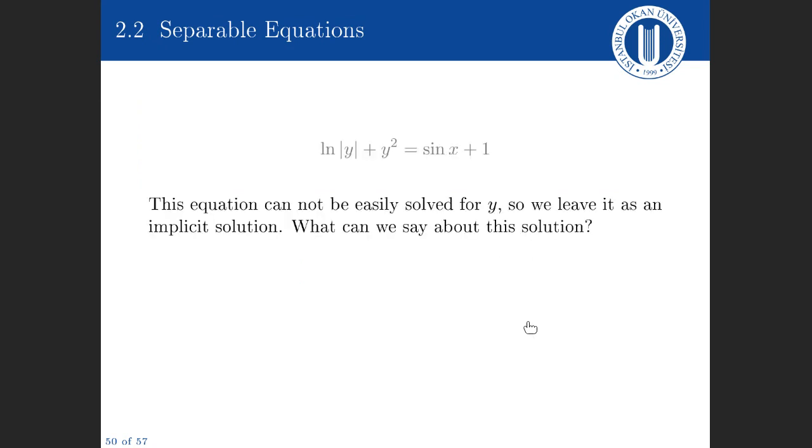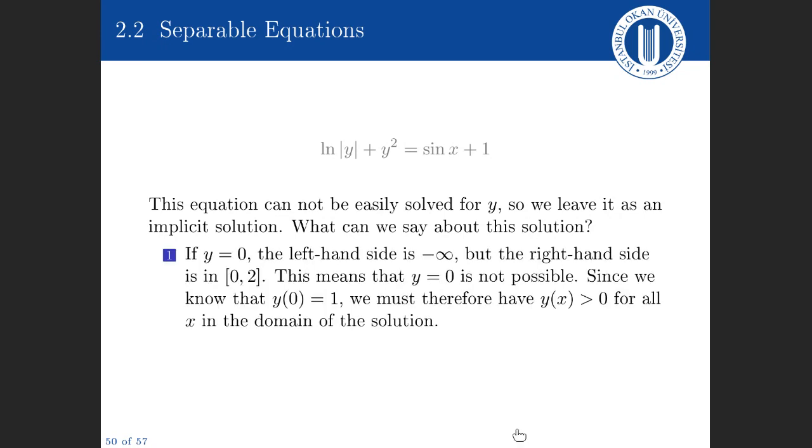This equation cannot easily be solved for y, so we're going to leave it as an implicit solution. But we can say some things about the solution. If y is equal to 0, then the left-hand side would be minus infinity, because the natural logarithm of 0 is minus infinity. But the right-hand side is always between 0 and 2. That tells us that we can't have y equal to 0.